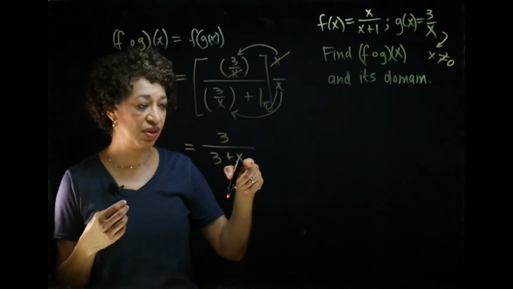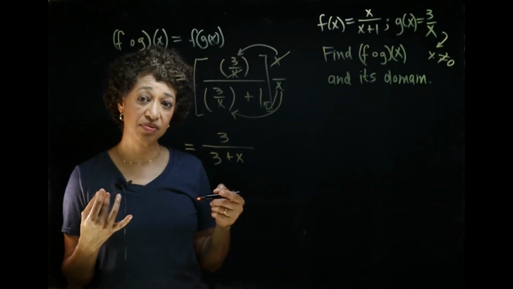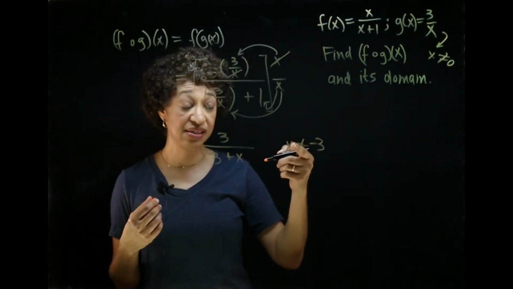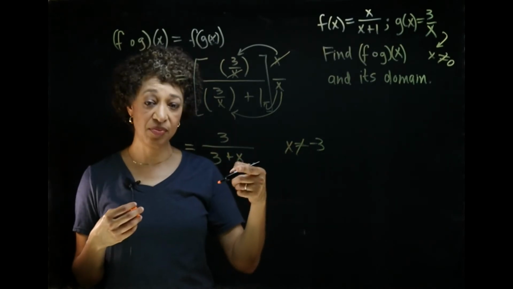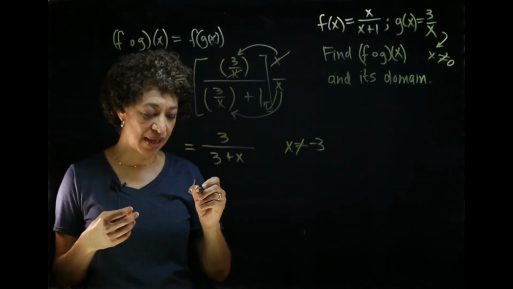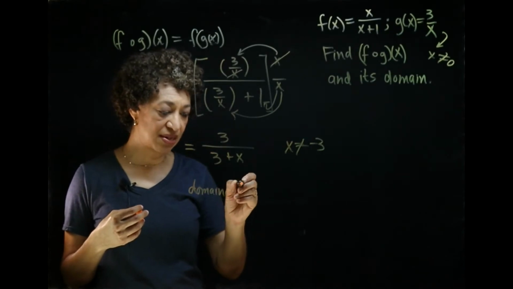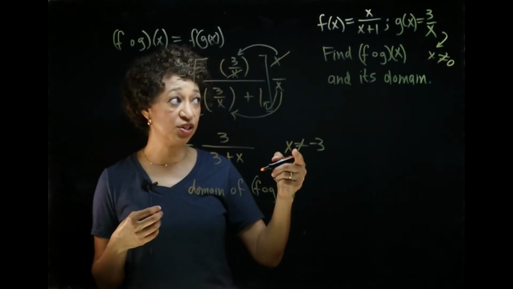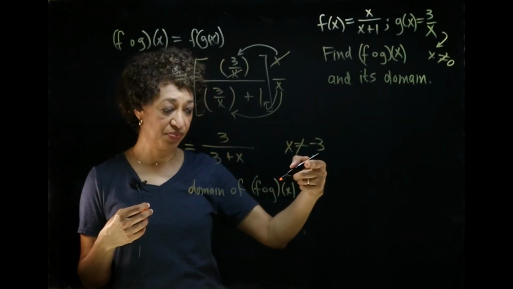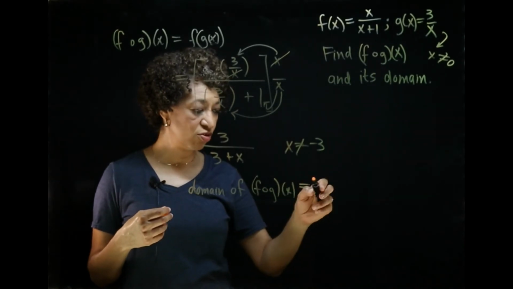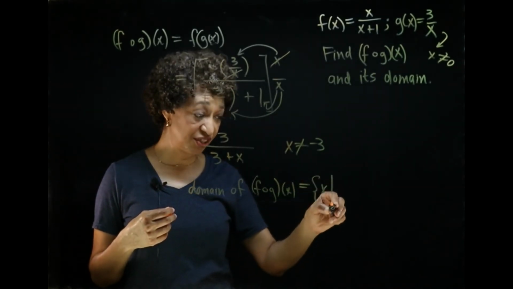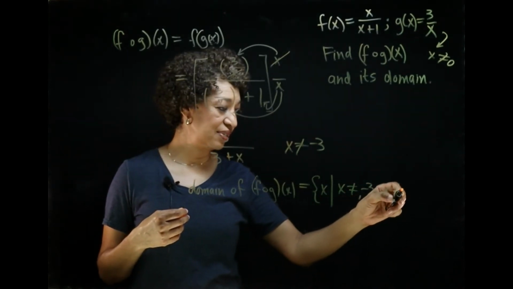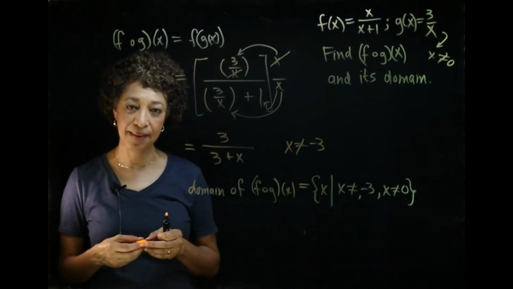Now for this function, what value would make the denominator 0? Well, x could not be negative 3. That would make the denominator 0. So then the domain of the composite function f of g of x would have to exclude both 0 and negative 3. So we write the domain is all x values such that x cannot be negative 3 and x cannot be 0. Okay?